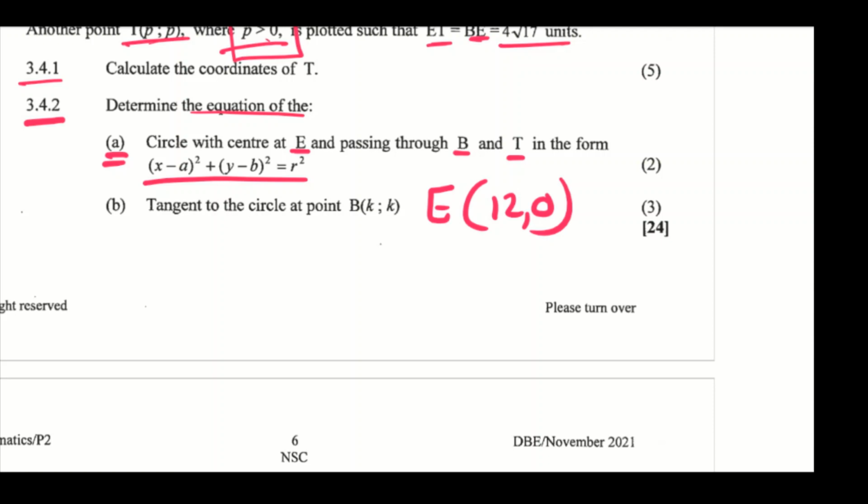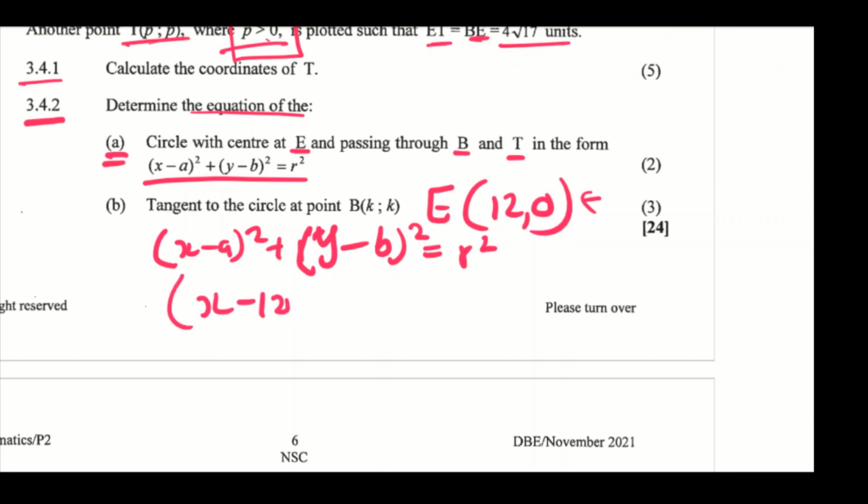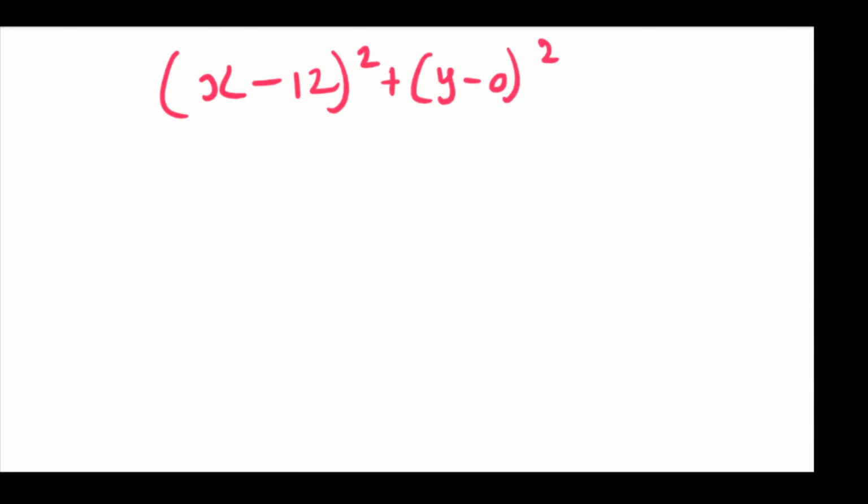We have (x minus a) squared plus (y minus b) all squared is equal to r squared, right? And this is the center, so you just want to substitute the center. So it's (x minus 12) all squared plus (y minus 0) all squared is equal to r squared, right? So let me just write it properly here. It's going to be (x minus 12) squared plus (y minus 0) squared is equal to r squared.